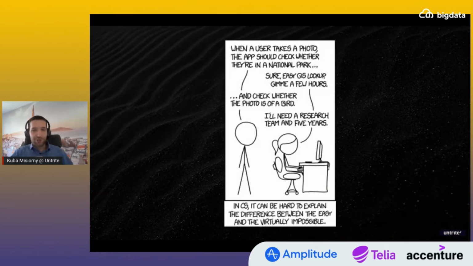So this cartoon illustrates everything I want to convey in this presentation. When a manager or a project leader comes in and says, when a user takes a photo, they have to check whether they're in a national park. The engineer says, sure, I'll need a couple of hours and a simple geographical lookup. But then the manager says, and check whether the photo's of a bird. And the engineer replies, we'll need 5 years and $10 million to achieve this.